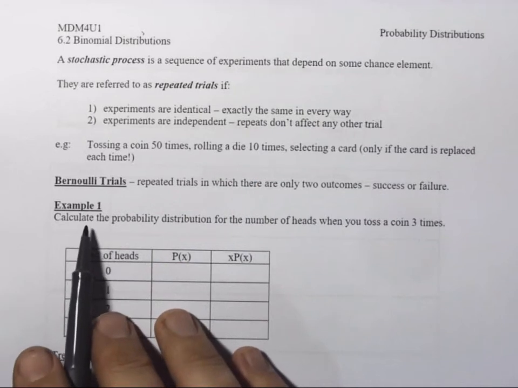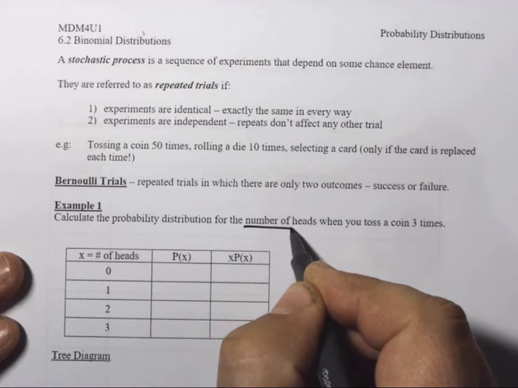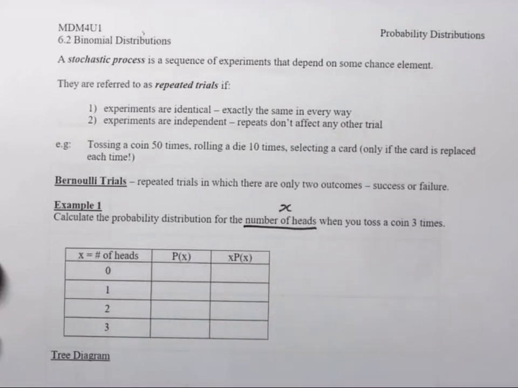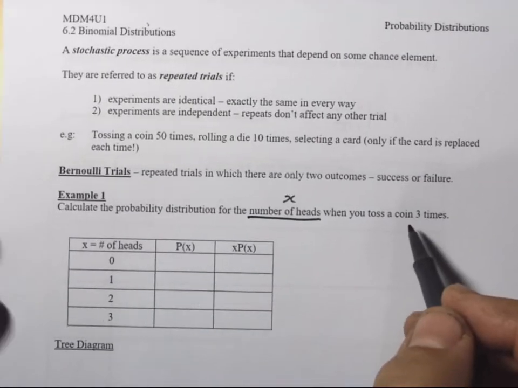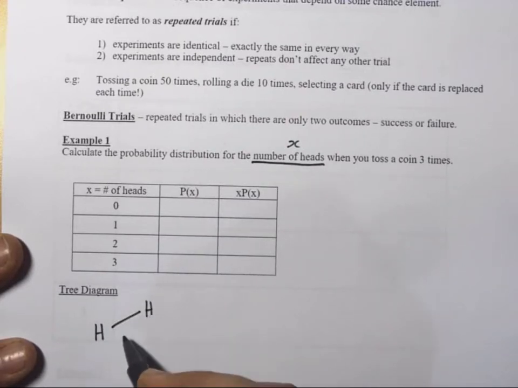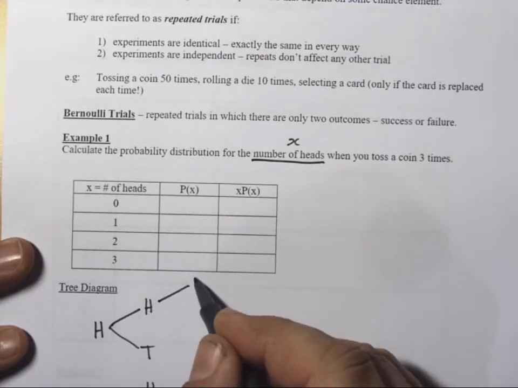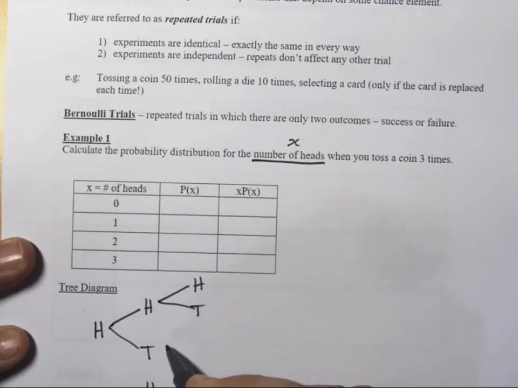Let's take a look at example 1. Calculate the probability distribution for the number of heads. Okay, I'm going to underline that. That's my X for sure. When you toss a coin 3 times. Well, if we're going to figure this out, it might be easier if we actually draw a tree diagram first so that we can see all the different outcomes that are possible here. We all know that the first flip could be a head or a tail, second flip, head or a tail, third flip, head or tail.